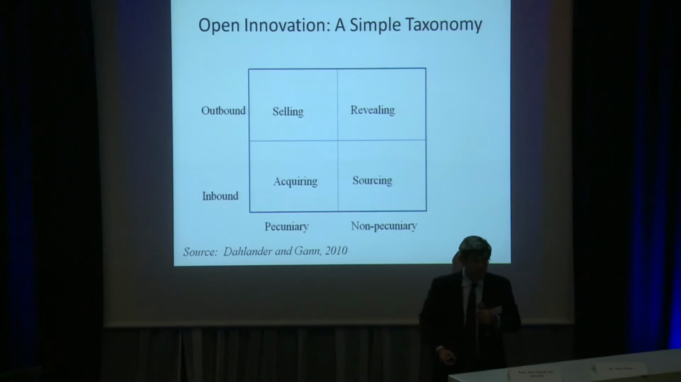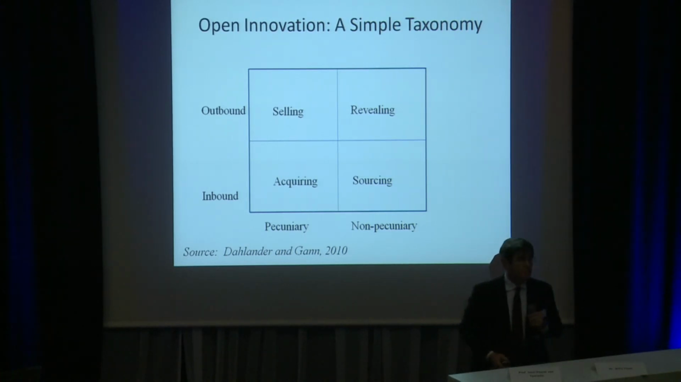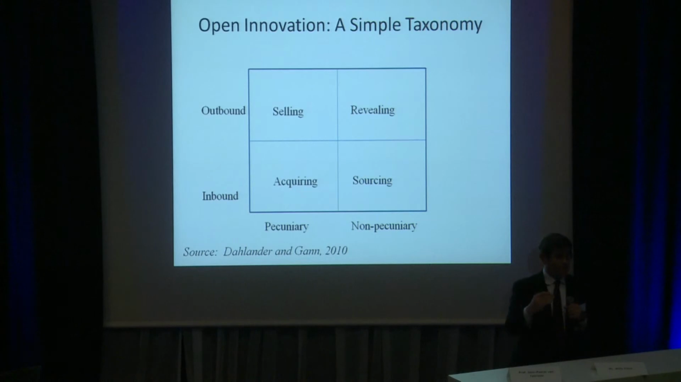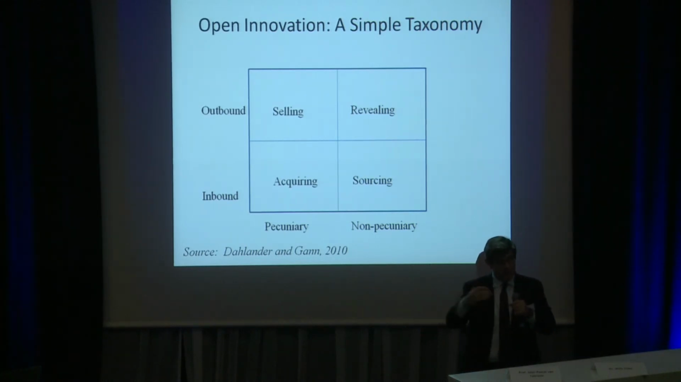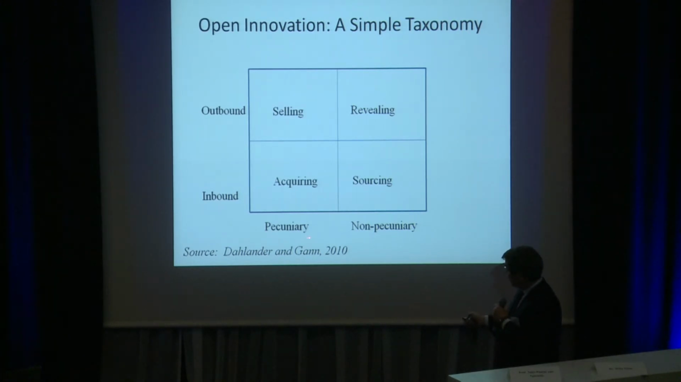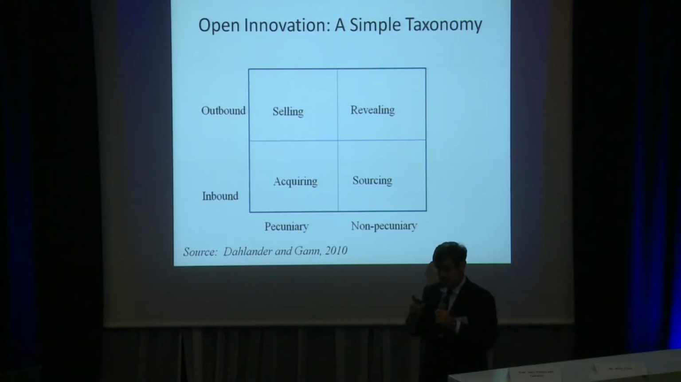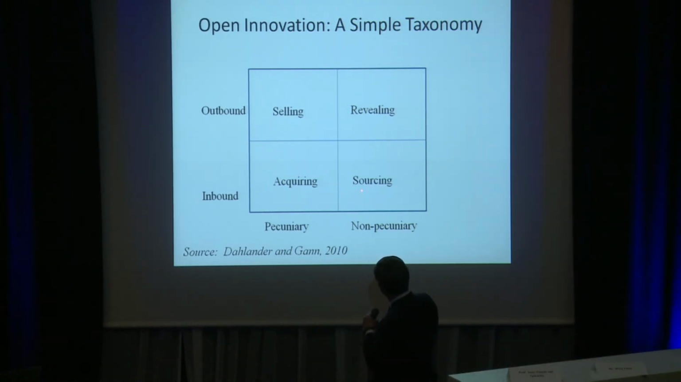More recently, some colleagues at Imperial College in London have proposed an interesting taxonomy of both inbound and outbound. Inbound meaning the outside in, outbound meaning inside out. And then looking at both pecuniary-based and non-pecuniary-based motivations for sharing knowledge. So you can be selling or acquiring things when you're getting paid money, depending whether you're going out or bringing in. And you also have people on the non-pecuniary side, also engaged in sharing knowledge, but not primarily for monetary reasons.